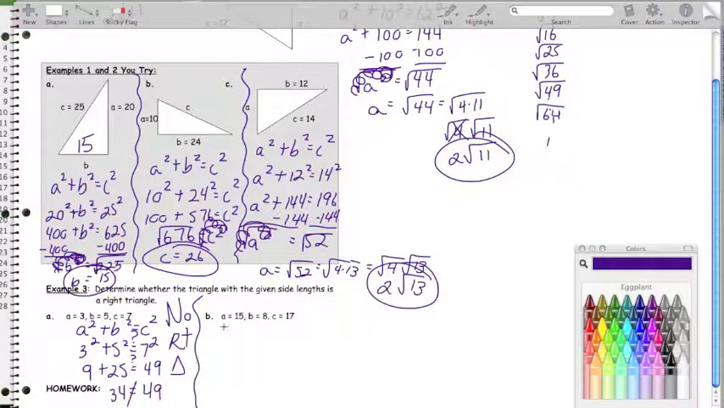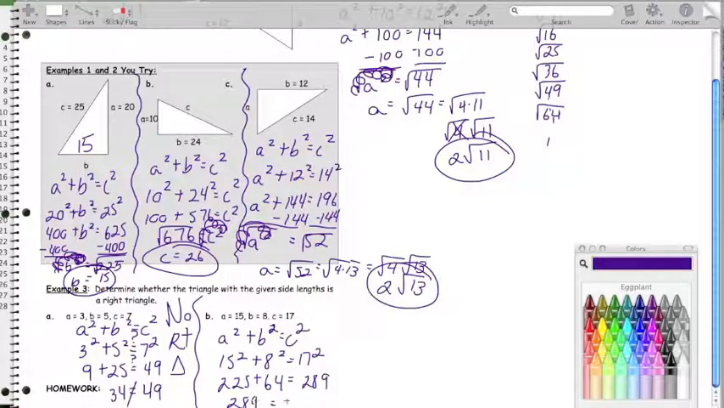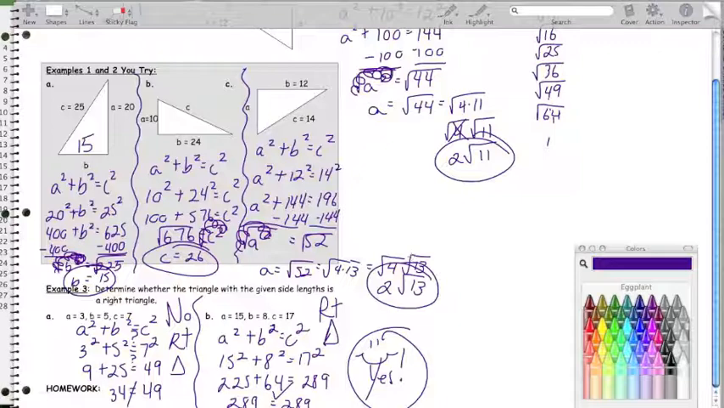All right, let's try letter B. A squared plus B squared equals C squared. A squared is going to be 15 squared plus 8 squared equals 17 squared. 15 squared is 225. 8 squared is 64. And 17 squared is 289. 225 plus 64 is 289. So 289 equals 289. Yes, you can make a right triangle with these sides. So that would work. Alrighty, great job. It's my favorite theorem and I hope you love it too.